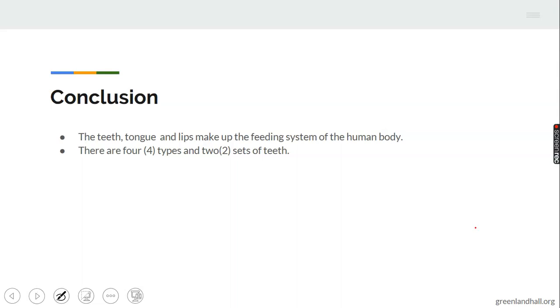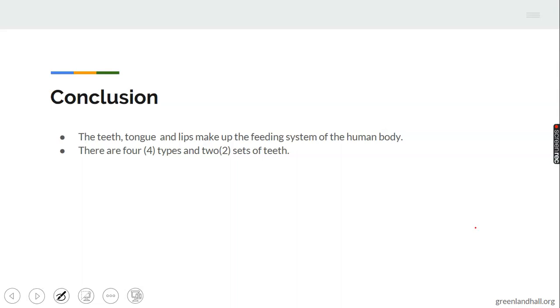In conclusion, the teeth, tongue, and lips make up the feeding system of the human body. And there are 4 types of teeth and also 2 sets of teeth. Remember the types? The incisors, the canines, the premolars, and the molars. And the sets are the milk teeth and the permanent teeth. I told you, milk teeth are the baby teeth. Some of you still have milk teeth, while the permanent teeth are the adult teeth, the ones we find in the mouth of mommy and daddy.